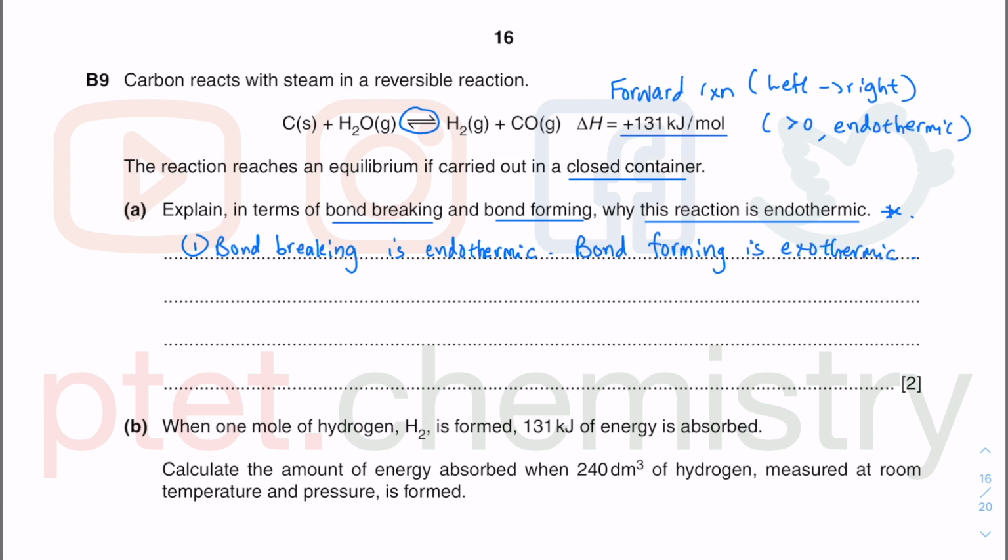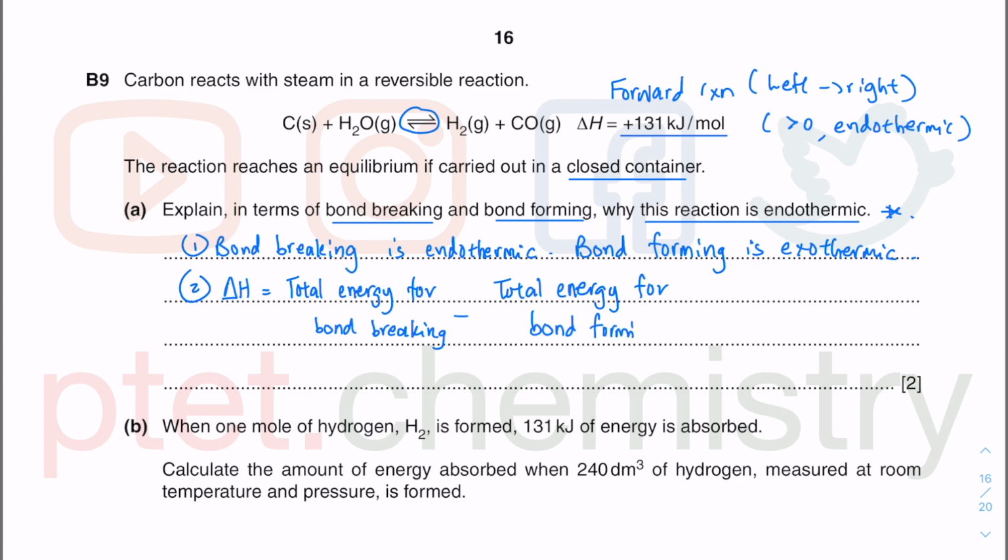Now, why is it overall endothermic? We got to relate that enthalpy change is going to be the total energy for bond breaking minus the total energy for bond forming. So you absorb energy for bond breaking and you release energy for bond making or bond forming, whichever word you like to use. Now, we saw overall is going to be positive. So to get this to be positive, this must be bigger than this, or you can go the reverse argument, this must be smaller than this.